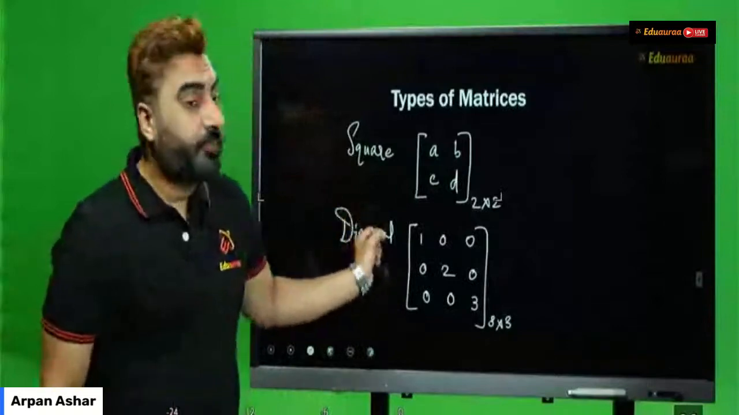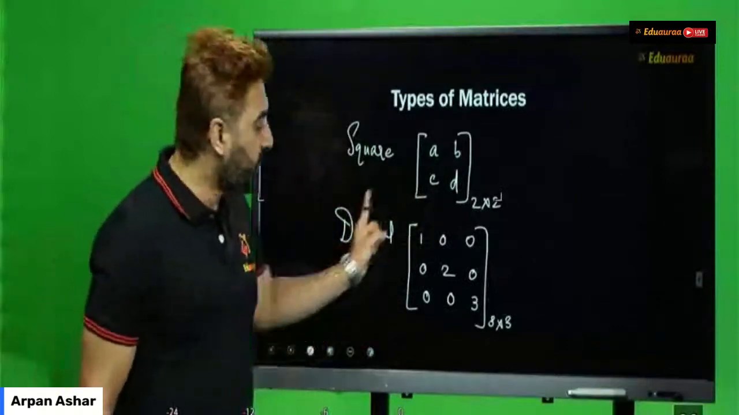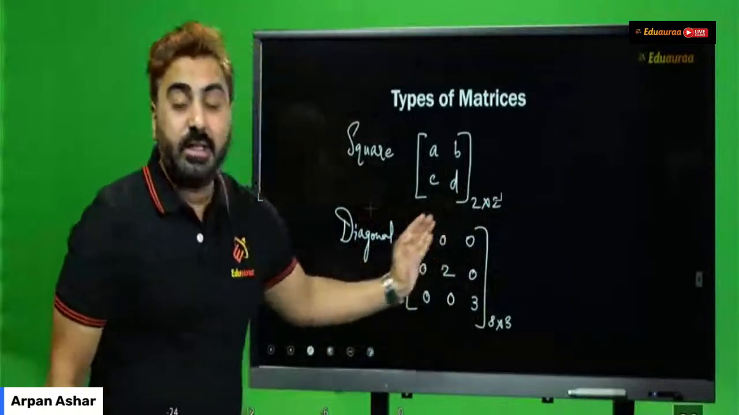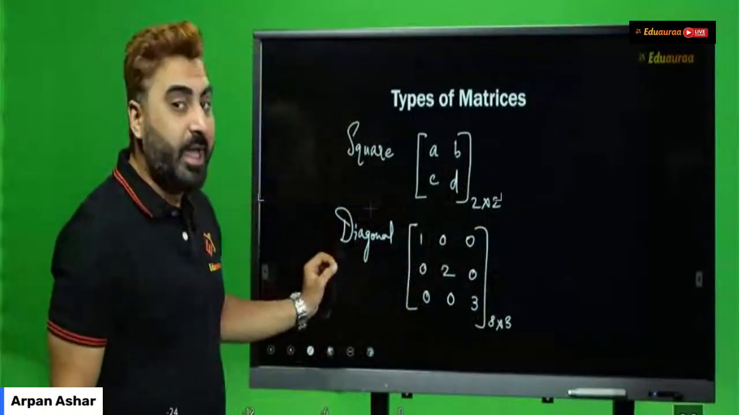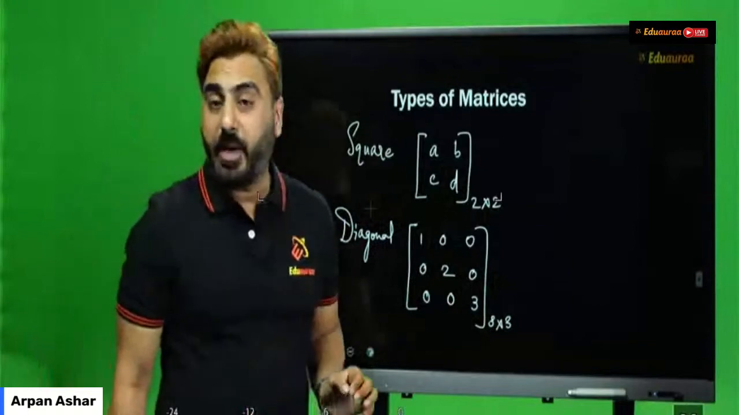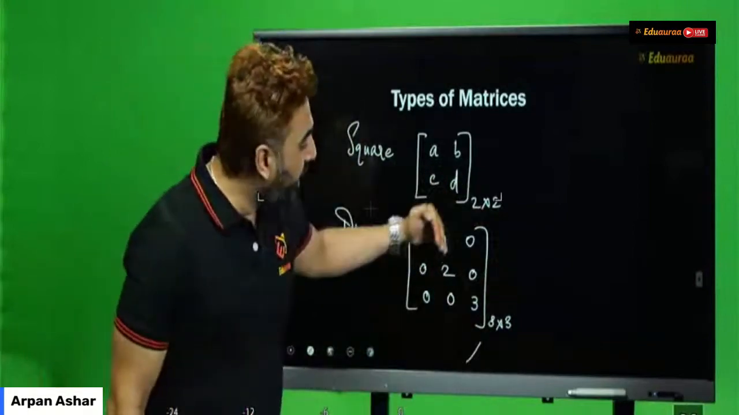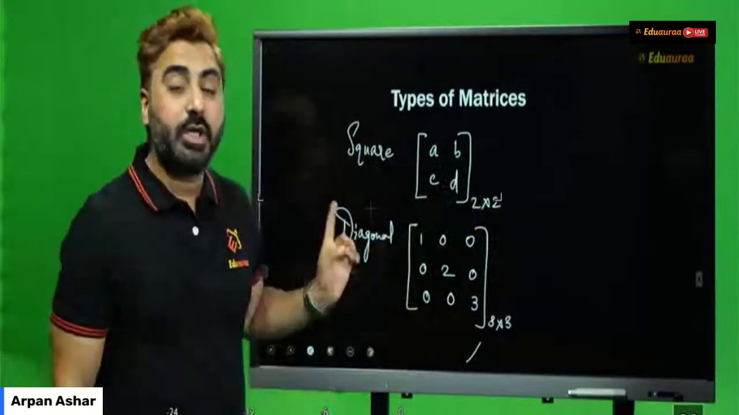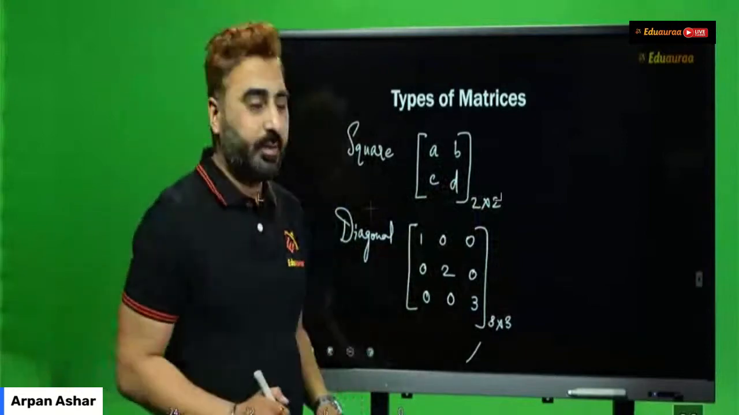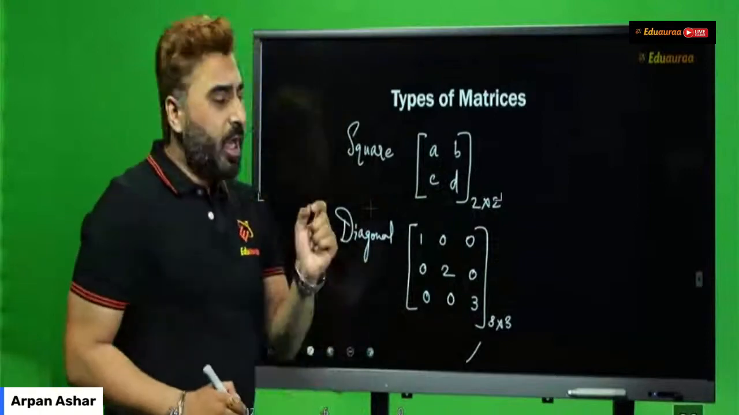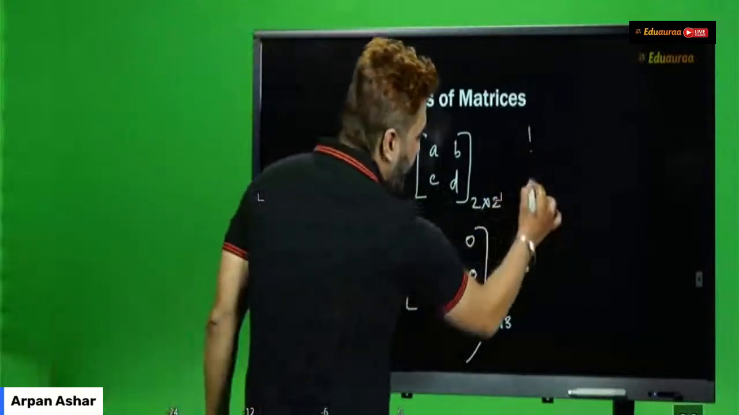So we will define diagonal matrix as a square matrix whose non-diagonal elements are 0 is called as a diagonal matrix. What is a diagonal matrix? A square matrix whose non-diagonal elements are 0. It is called as diagonal matrix. Now, I hope it is understood. Okay, what is diagonal matrix?